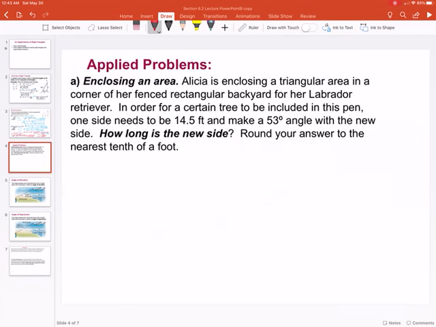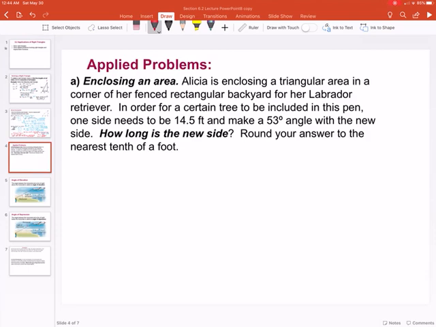Let's go to the example here on page 4. Let's do an application. It says enclosing an area. Alicia is enclosing a triangular area in a corner of her fenced-in rectangular backyard for her Labrador retriever. In order for a certain tree to be included in the pen, one side needs to be 14.5 feet in length and make a 53-degree angle with the new side. How long is the new side? Round your answer to the nearest tenth of a foot.